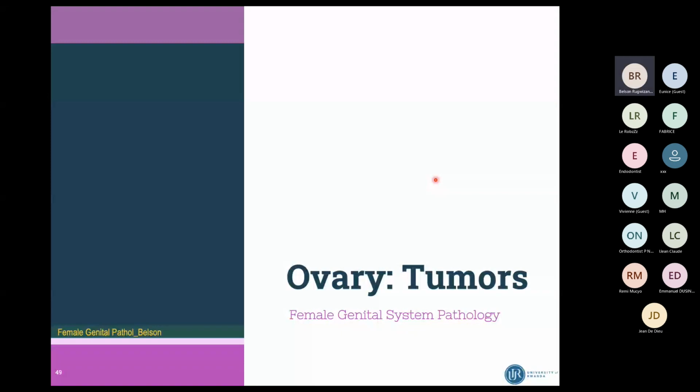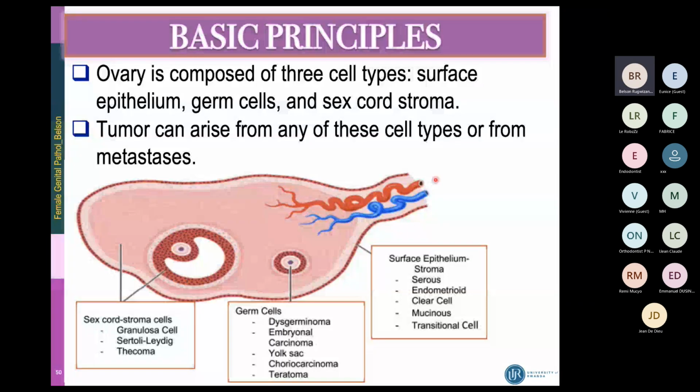Any questions so far for the non-tumoral lesions of the ovary? So for the tumors, as you know, the histology of the ovary is composed of 3 cell types. The surface epithelium, which is shown here.